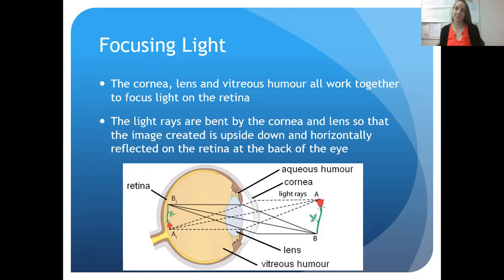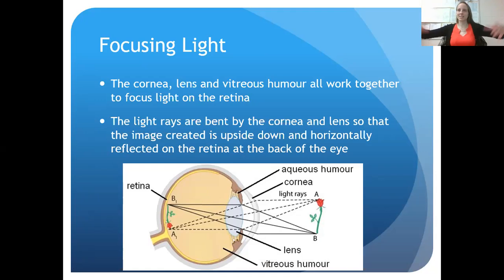And then your brain has to flip it right side up again. And that is just an adaptation that our brain has. And they actually did this experiment with a bunch of people where they got them to wear a set of glasses that flipped everything upside down. So everything that they were seeing when they were wearing these glasses was upside down.